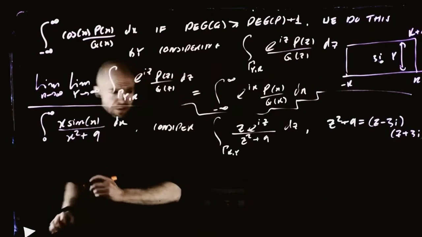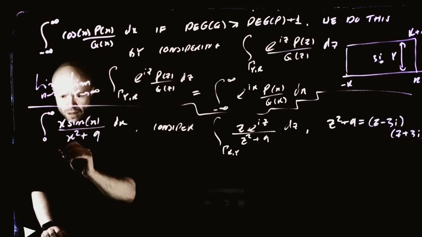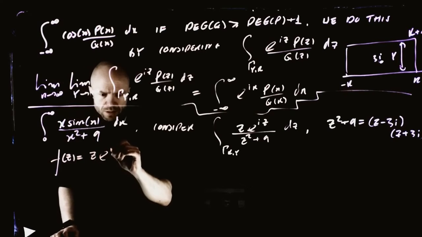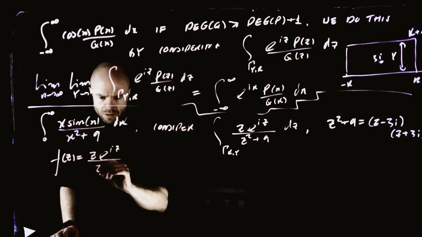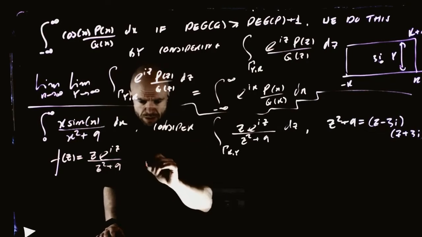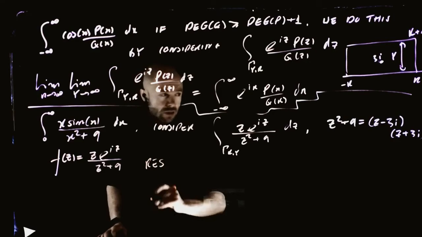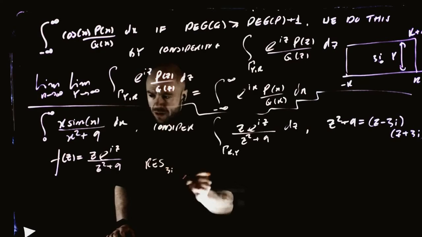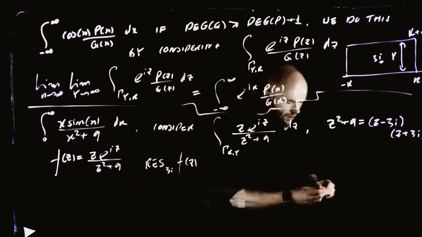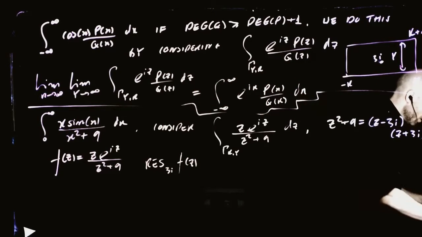Yeah. So let's simplify notation a little bit. Let's write f of z is this weird function z e to the iz over z squared plus 9. So we want to calculate the residue at 3i of this thing, f of z like this. Since it's a simple pole, the formula for this is not too difficult.